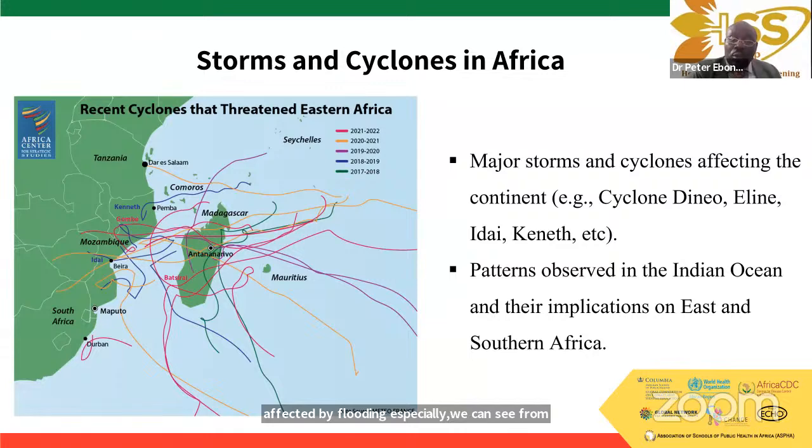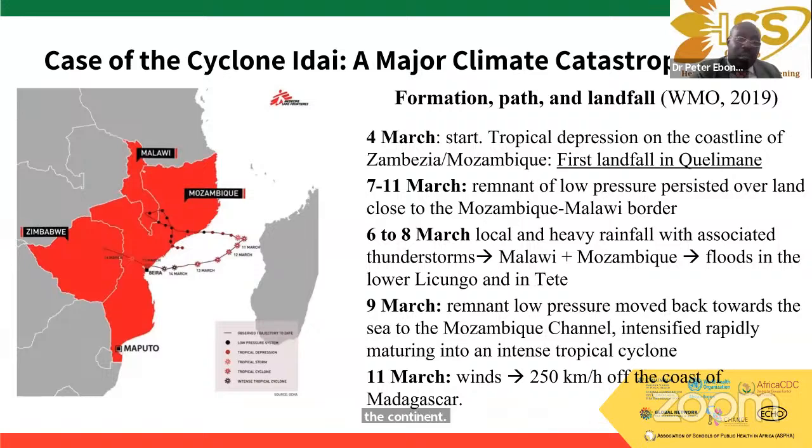Now, we are going to quickly go through the case of the cyclone Idai that hit Mozambique some years back. It was in March 2019. In terms of the path, we can see that it started quite slowly with a tropical depression. It started developing from a tropical depression on the coastline of the Zambezia province in Mozambique, and we observed the first landfall in Quelimane in that area.